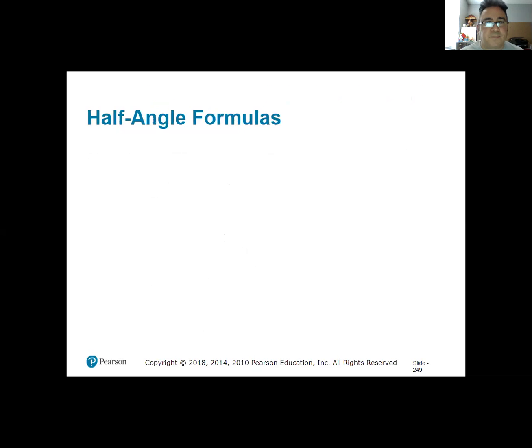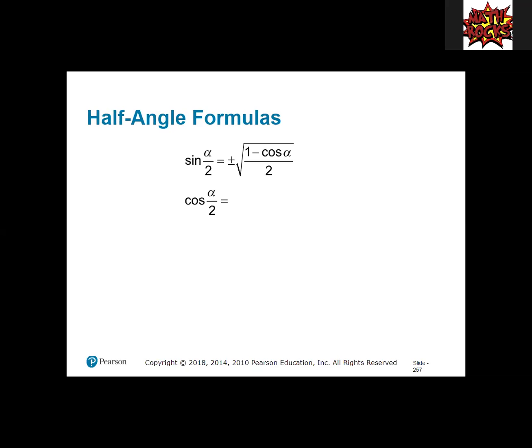Half angle formulas. Sine of alpha over 2 is equal to... Anybody got it? It's plus or minus, and then you square root all of 1 minus cosine of alpha over 2. Very good. Good job, Emily. So it's plus or minus the square root of 1 minus cosine of alpha over 2. What is the cosine of alpha over 2? Plus or minus the square root, keep going, of 1 plus cosine alpha over 2. Good job, George.